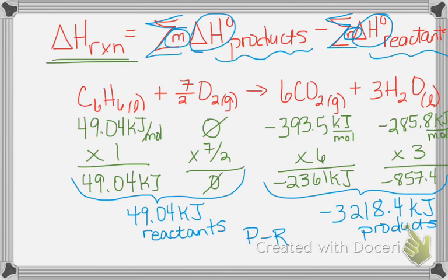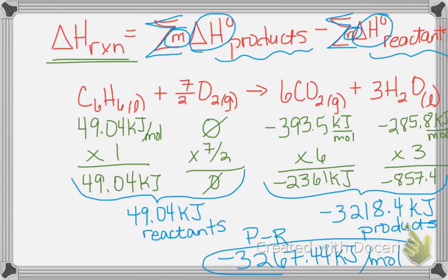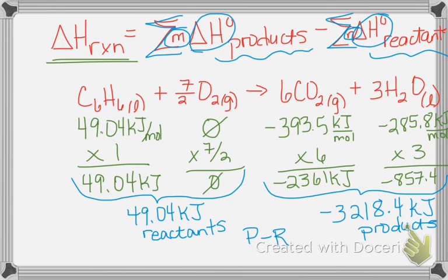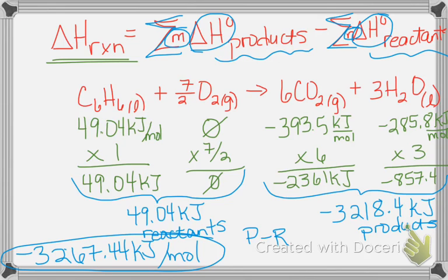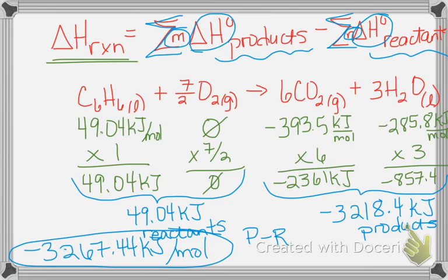So products minus reactants would be the negative 3,218.4 minus the 49.04, and I get negative 3,267.44 kilojoules per mole. Can y'all see that number on the thing? That's the final answer, negative 3,267.44. Move it over there so it's off that little watermark so you can see it.